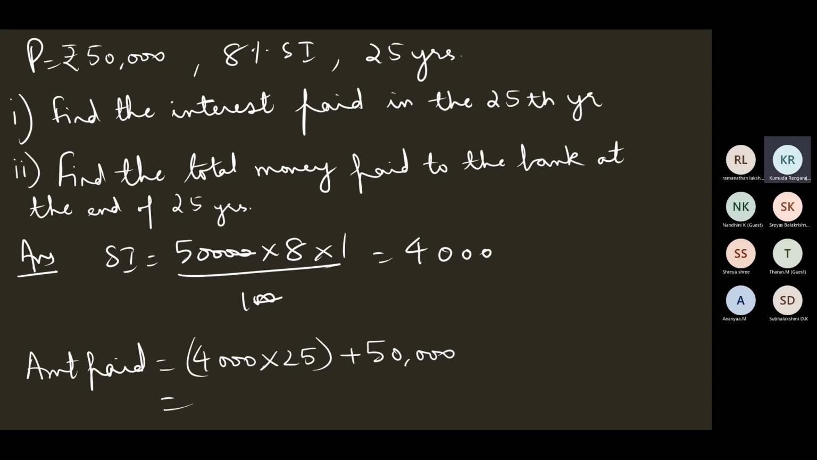But you cannot come away like that. You'll have to return the principal value of 50,000, because all these 25 years, you've been paying only the interest. Now you should return the principal value of 50,000. So that's the total amount paid. Okay.